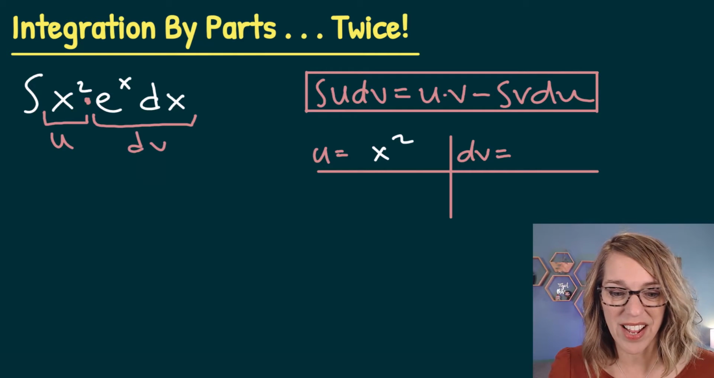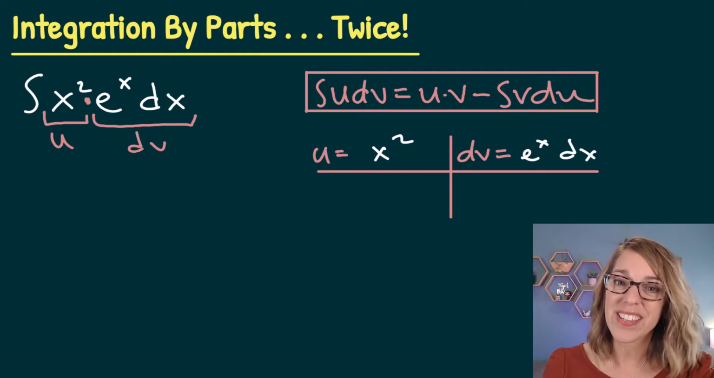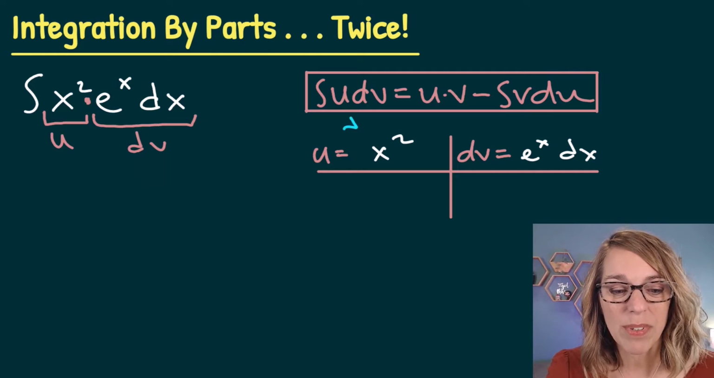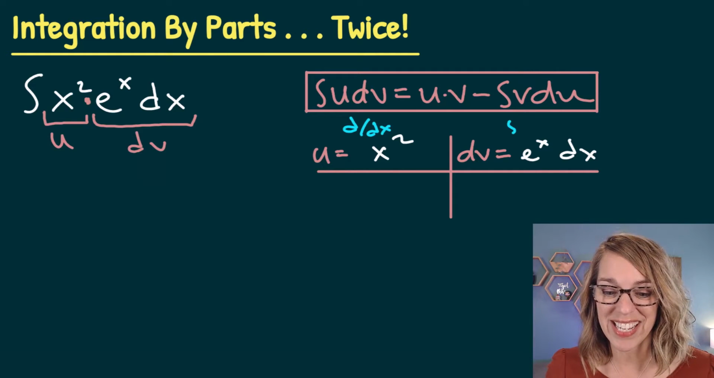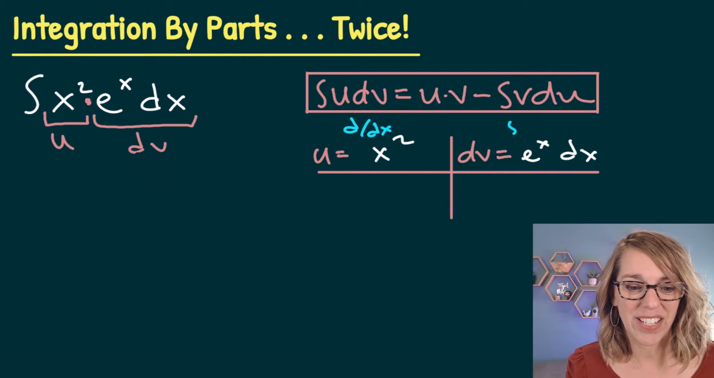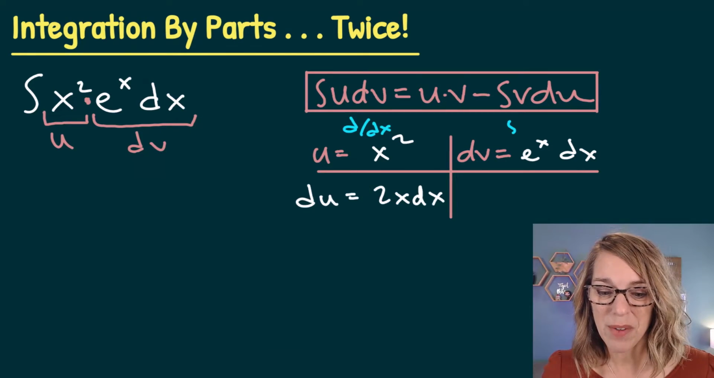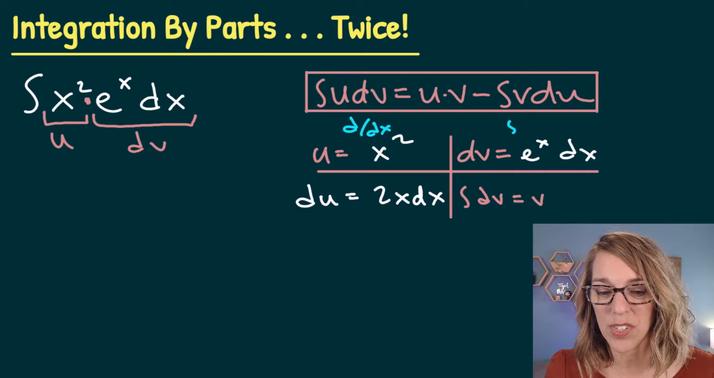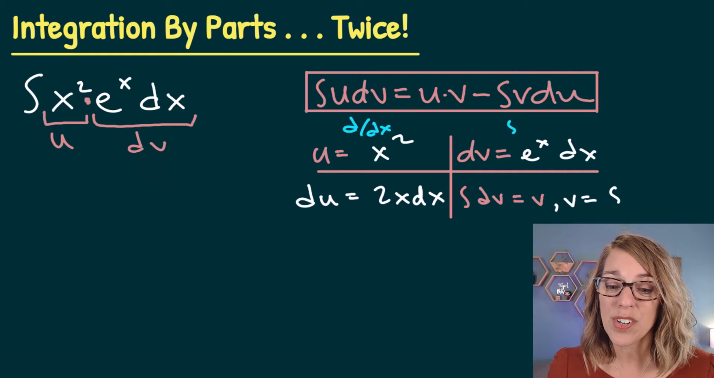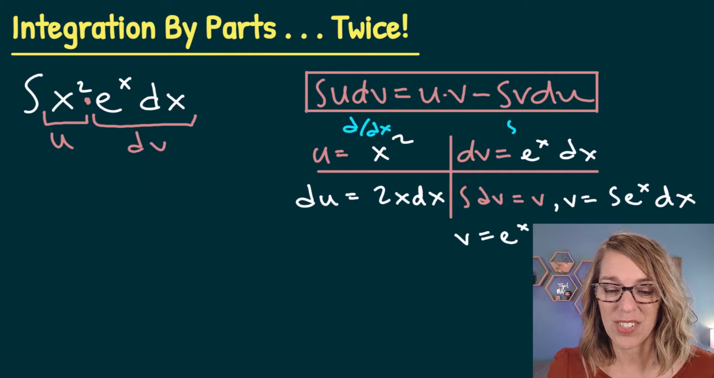Okay, so we've got those defined. So I've got x squared and e to the x dx. As I'm solving these for everything else that I need in my formula, I need to apply a derivative to u, and I need to apply an integral to dv. Let's go ahead and take that derivative to get du. So du is equal to 2x dx. Over here, I'm going to take the integral of dv. So the integral of dv is equal to v. So that tells me that v is equal to the integral of e to the x dx, and v is equal to e to the x.